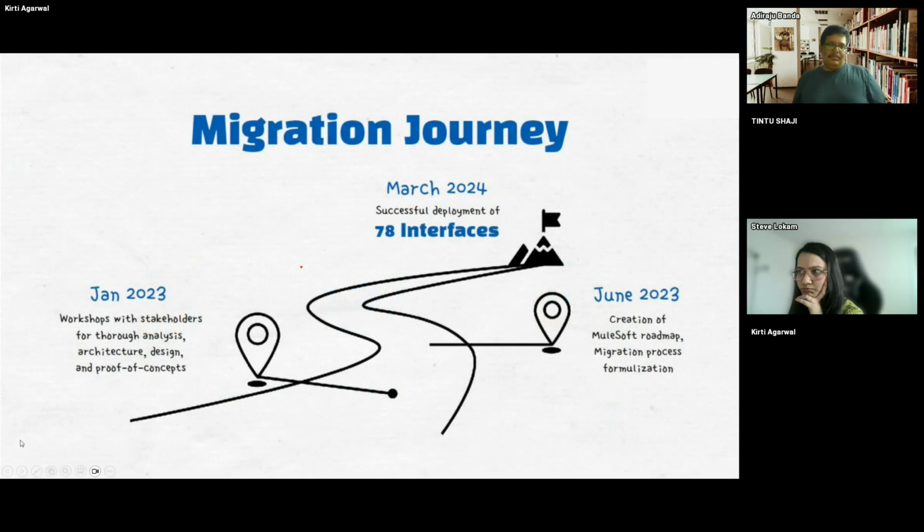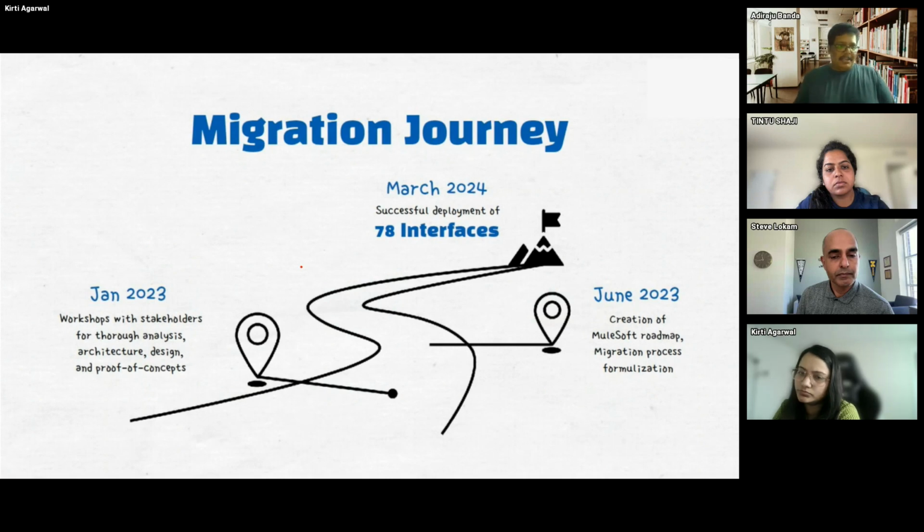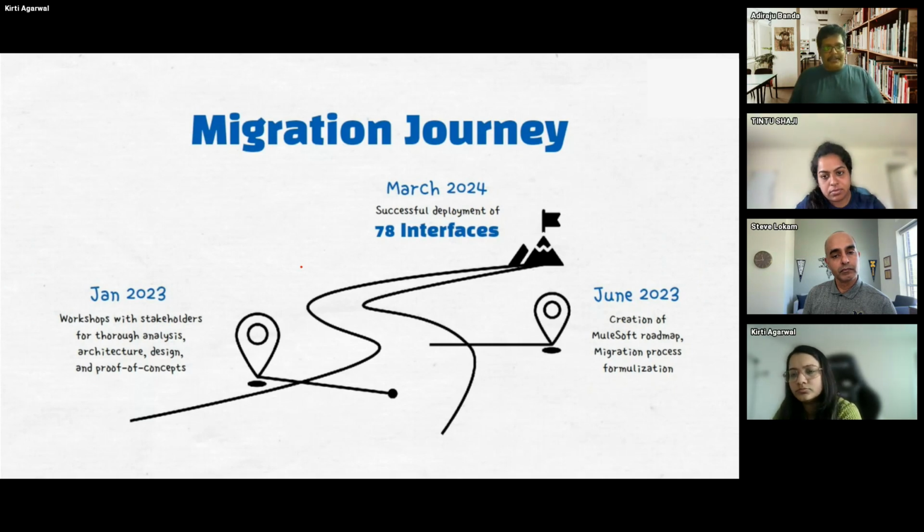So we started this journey in Jan 2023, and we still have a lot of things to do for the customer, but we started with a goal of doing certain interfaces, and now by March 2024 we have completed 78 projects, not projects, but 78 interfaces from TIBCO migrated to Mule interfaces.